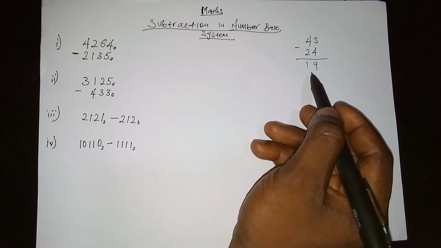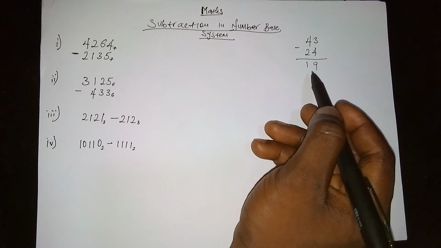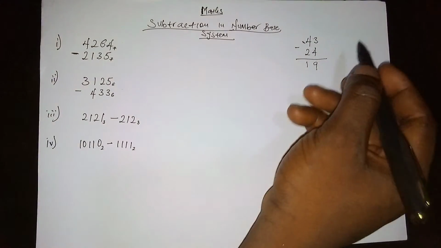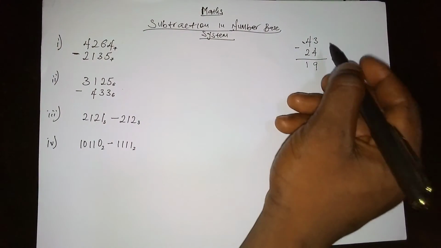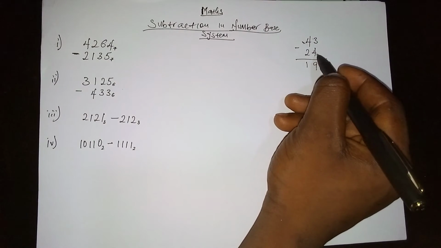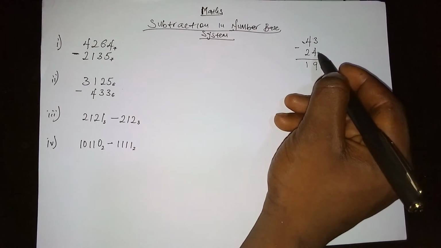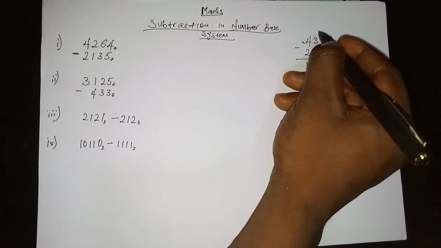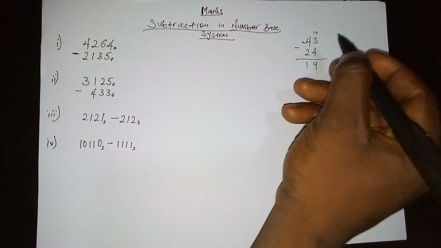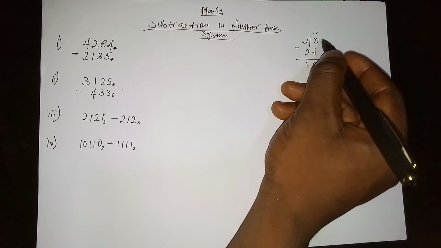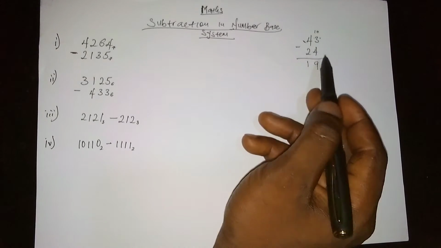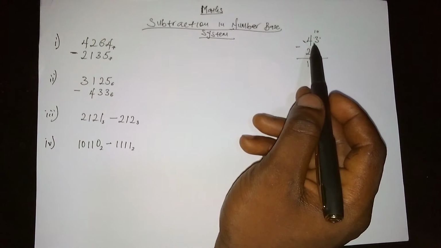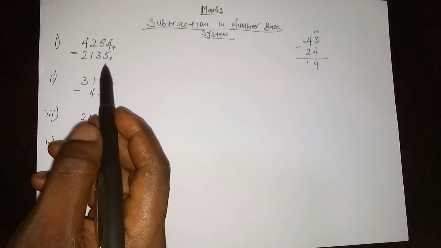So what I'm trying to make clear is that what we actually borrowed from 4 is 10. We actually borrowed the base. This one is in base 10, right? So the number we borrowed from 4 is 10. When you borrow 10 and add it to this 3, you have 13, and you subtract 4 from 13. The same thing will apply here.